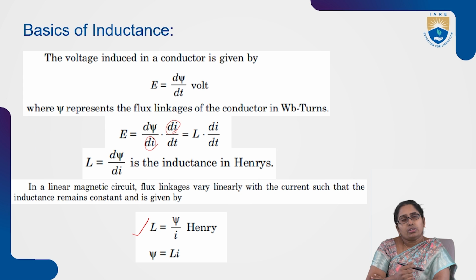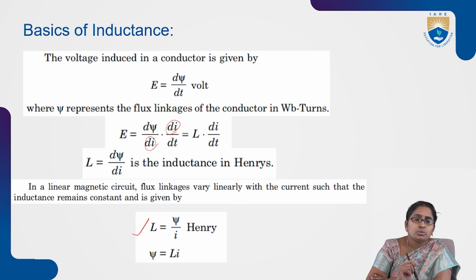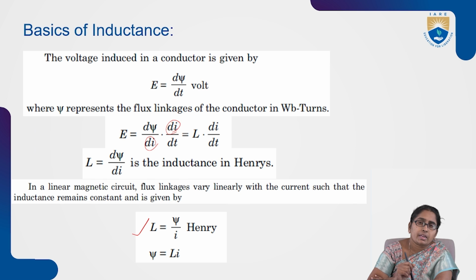We are going to derive the expression for inductance for a single phase transmission line as well as a three phase transmission line. To get that, this is the basic definition we need to know: inductance is defined as the ratio of flux linkages to the current flowing in the line, ψ/I. The unit of inductance is Henry. From this, ψ is given by L into I.